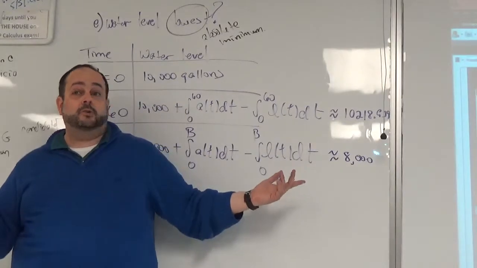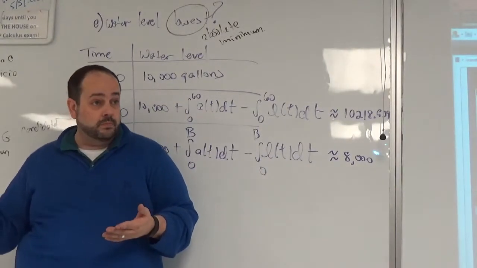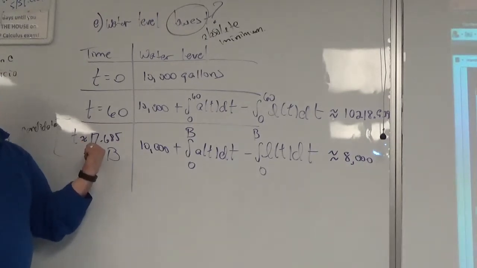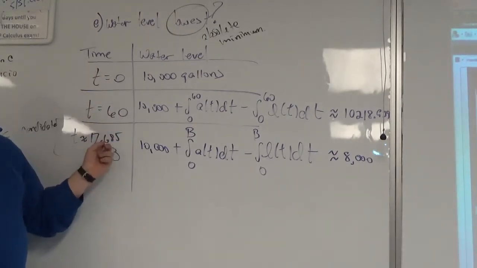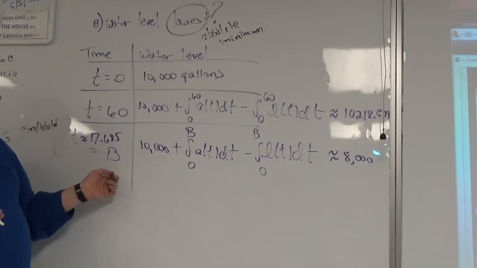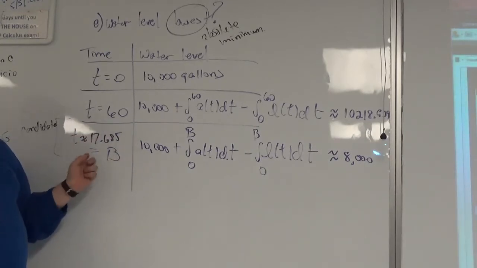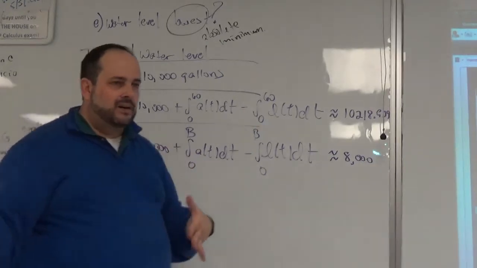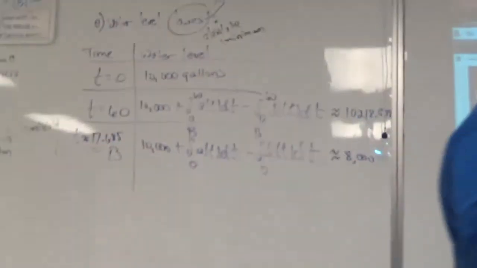So based on your answer, when is the water level the lowest? At the candidate. But you have to check the endpoints and the candidate, and you'd say the water level is lowest at this time. Done. We're going to play around with these tomorrow, Wednesday, Thursday.